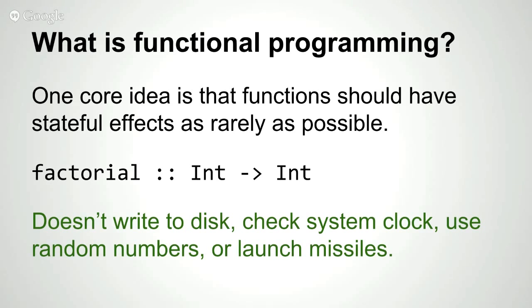So that said, let's talk about what functional programming is. The core idea is that a function should have stateful effects as rarely as possible. This factorial is int to int. That's a type signature. We don't know from that whether factorial is right, but we know that it doesn't write to disk. We know that it doesn't use random numbers, because that is actually updating some state somewhere. We know that it doesn't check the system clock, and we know that it doesn't launch missiles or blow our hand off.